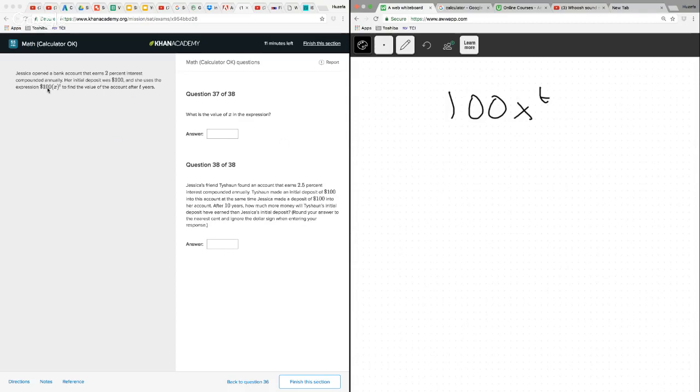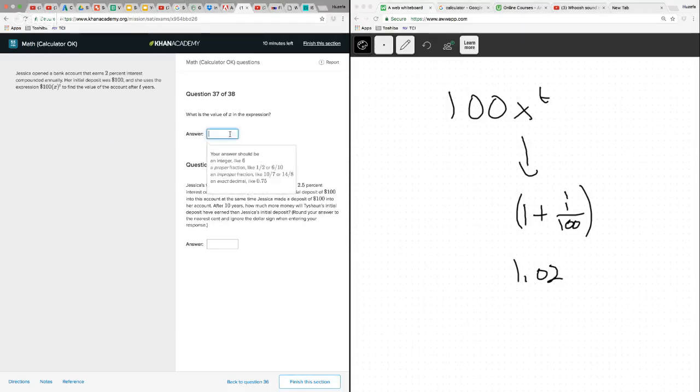All right, so she puts in $100. X is going to be the 2% interest. So it earns 2% interest. With these equations, x actually represents kind of how much you're multiplying it by, your interest rate, but not just your interest rate. It's like 1 plus your interest rate. So you say I over 100. So interest rate is 2. So x would be 1.02. This is a hard question because they want you to know how to calculate interest rate. So it's got to be 1.02. Okay, let's see here. 1.02 is what would go in for x.